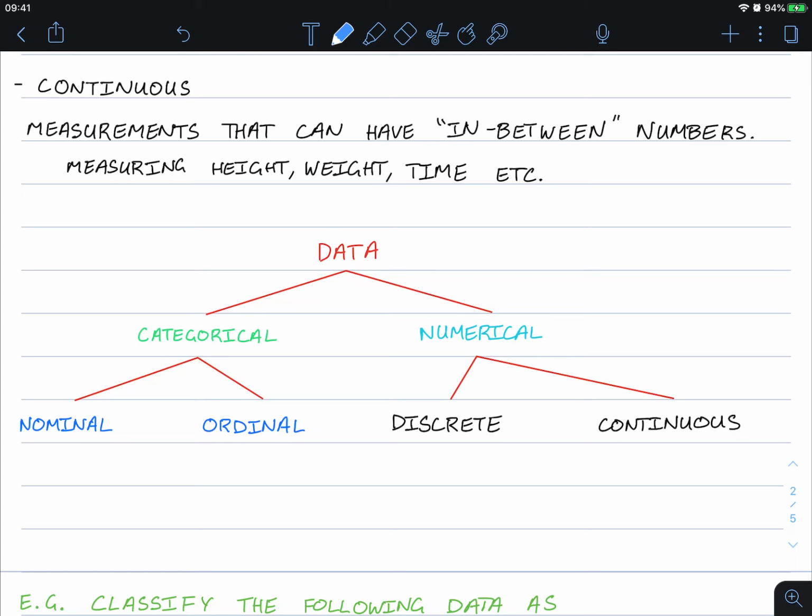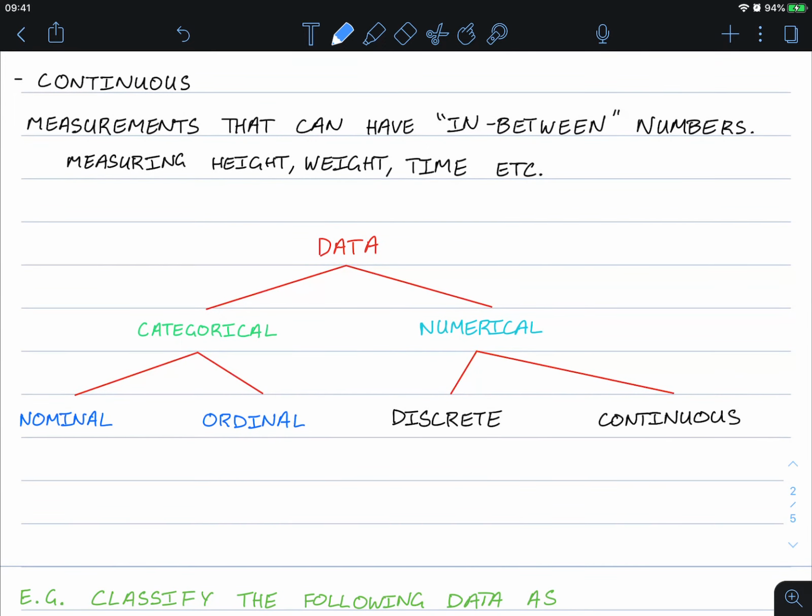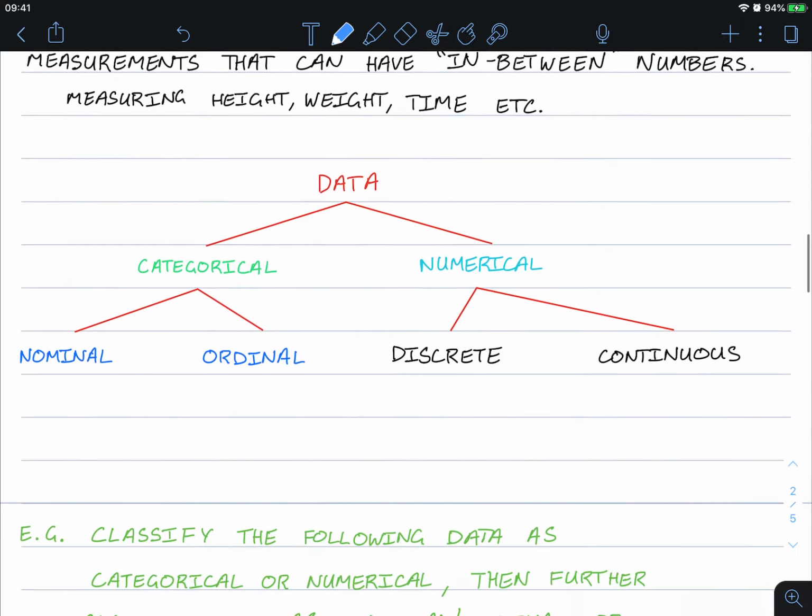Hello class, this is just continuing on from the previous video, where we saw that data can be separated into two main groups, categorical and numerical, and each of those can be further divided into nominal categorical, ordinal categorical, or discrete numerical, or continuous numerical data. Let's get into a few examples here.